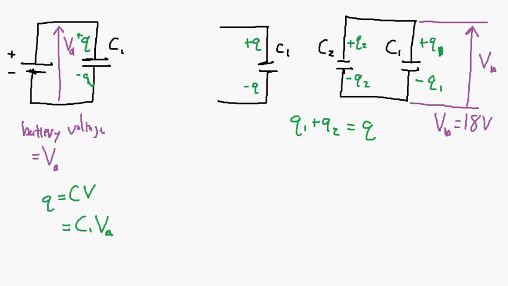So this gets very easy then because you can apply the same voltage to both capacitors using Q equals CV. So our equation we're using is Q equals CV. Now for capacitor 1, Q1 equals C1 times VB. Q2 over here is C2 times VB.